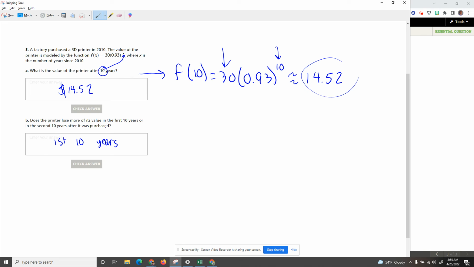Does the printer lose more of its value in the first 10 years or in the second 10 years after it's purchased? Definitely the first 10 years. It's already lost more than half its value. So it can't lose more than that in the second 10 years, just logically.